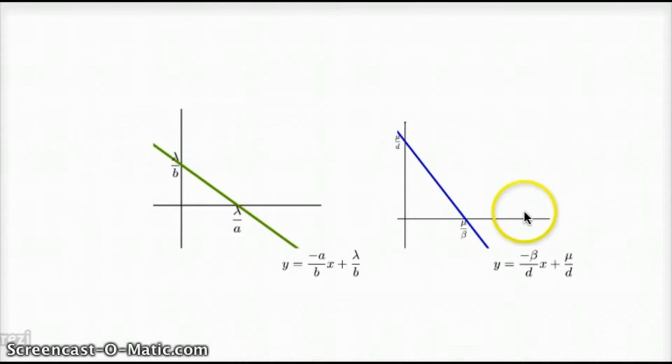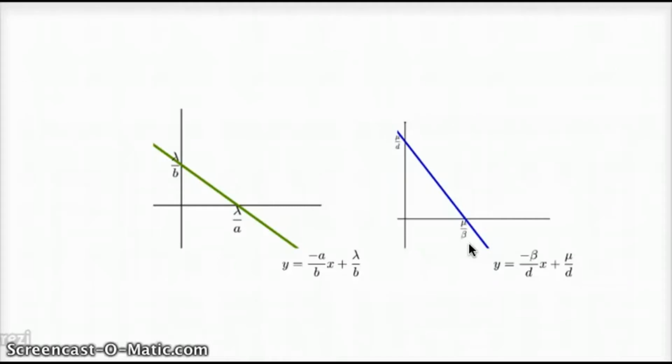Now on the right hand side we have the other line, and it's easy to see that the intercept with the vertical axis happens at mu over d, and it crosses the x-axis at mu over beta. So what we would really like to do is to put both of these lines in the same figure, okay? And this is what we do next.